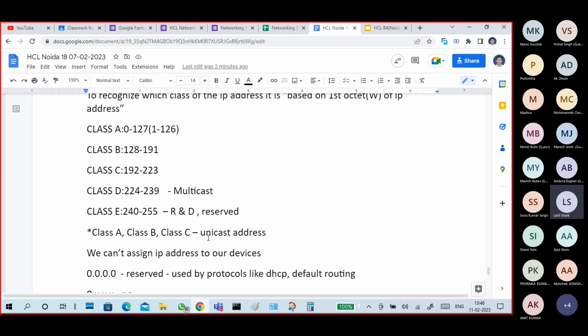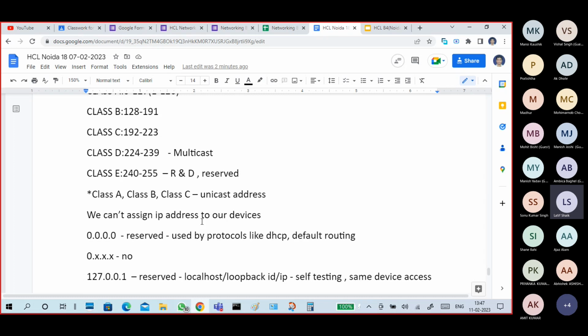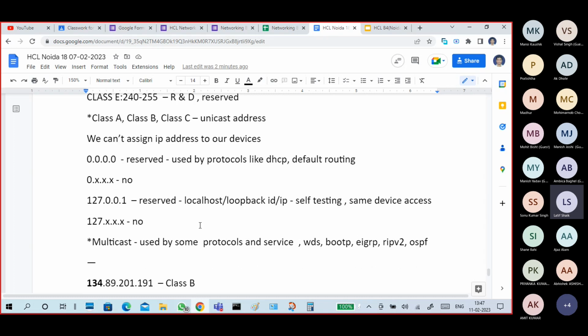Class E is reserved, we are not using it. Class D is multicast addressing. Class A, class B, class C are unicast addresses. In class A, the range is 0 to 127, but it will show us as 1 to 126. Why? Because the 0 series is reserved. 0.0.0.0 is used by certain protocols and certain services. 127.0.0.1 is a reserved IP address for loopback or local host address. It is used for self-testing and same device access purpose.